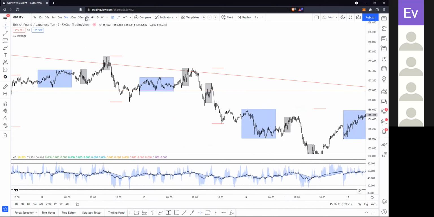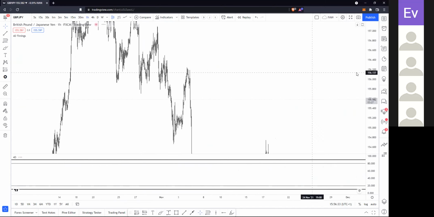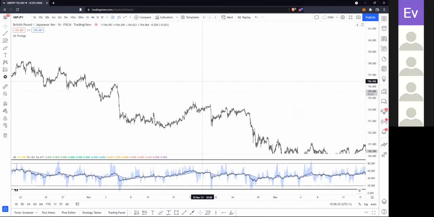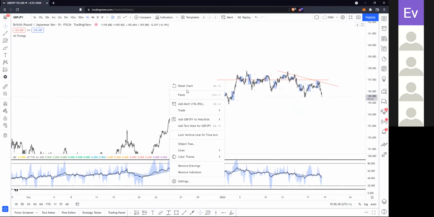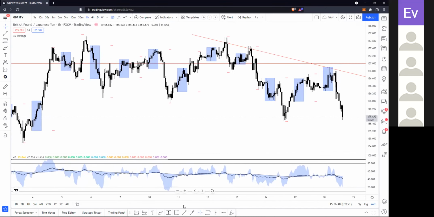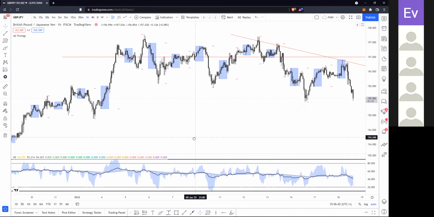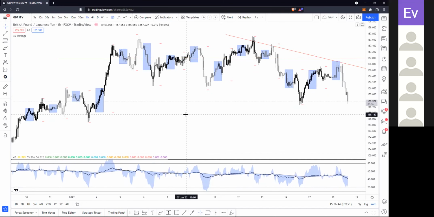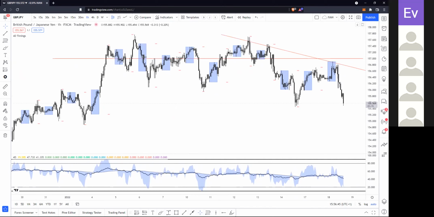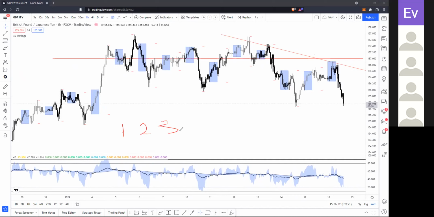Here, this is the lower time frame. So I'm just going to go on a higher time frame. See what I'm trying to say? So it's showing you 4 different setups. You have divergence, you have squeeze, you have crossovers, and you have supply and demand zones.